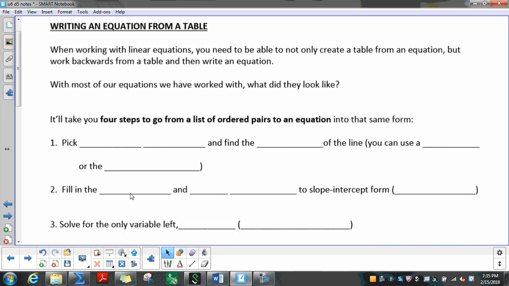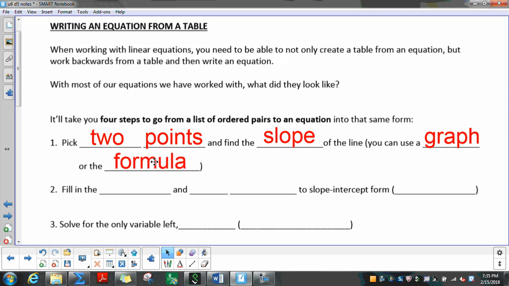So number 1, we have to start by picking 2 of the points. It doesn't matter which 2, it's any 2 points you want. Okay? And we use those 2 points to find the slope. Now, if you want to graph them and find it by doing rise over run, again, you're more than welcome to. Or you can use the formula with the y2 minus y1 over x2 minus x1. Both of them will give you the slope.